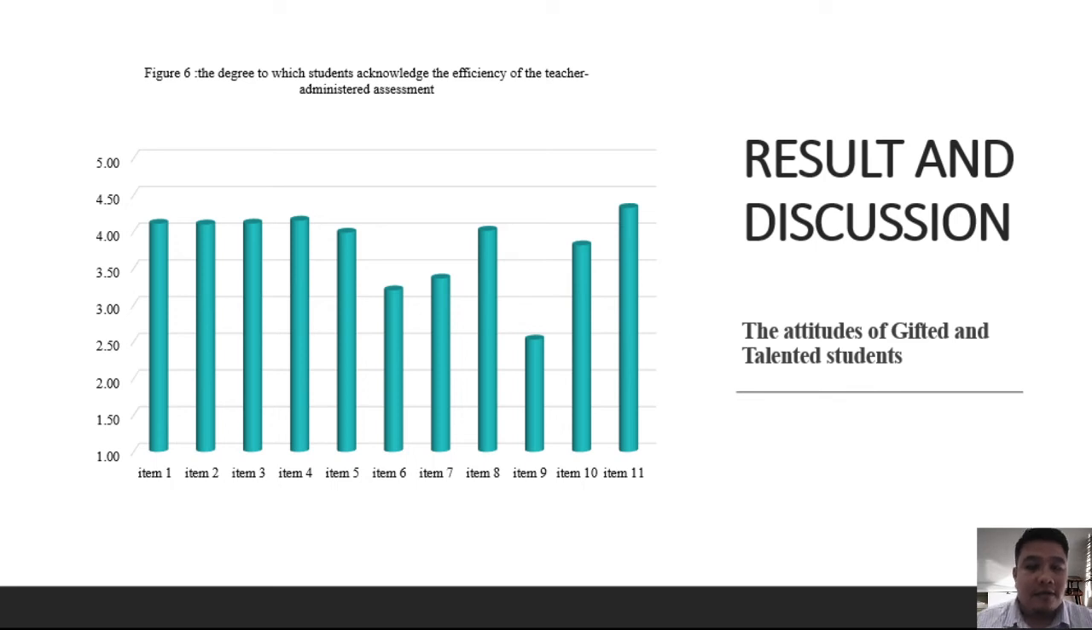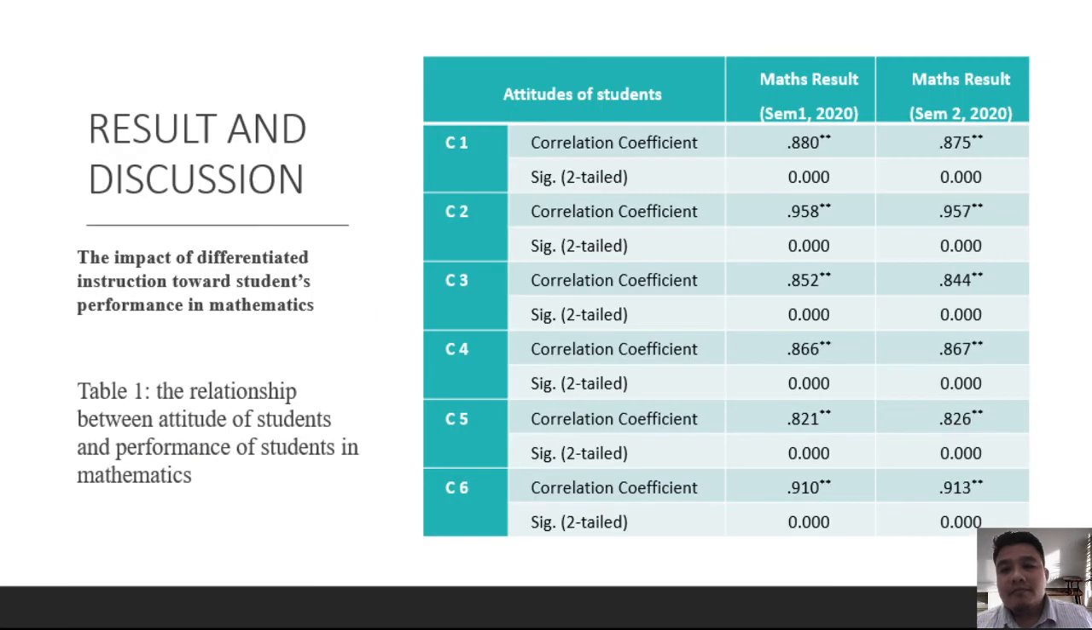The analysis is about the correlation method. And now I measure the mean for the scale of satisfaction of students in response to what the teacher is doing in the class. All right, the second one is the impact of differentiated instruction towards student performance in mathematics.